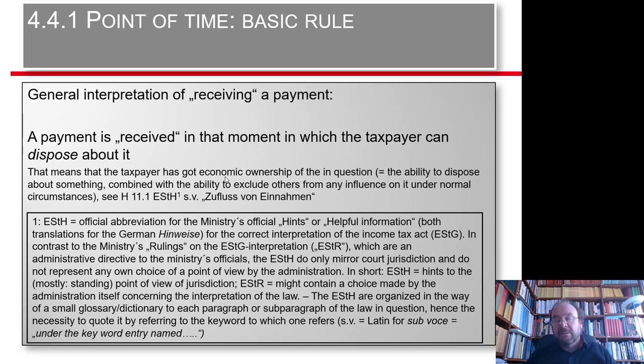rulings, are nothing else than the interpretation of the fiscal administration, so where they perhaps had a kind of a choice or where they had to make decisions, for example, which simplifications they accept in bookkeeping or which choice they prefer when it comes to the choice between several doubted interpretations.